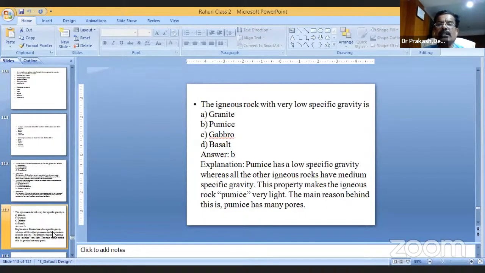The igneous rock with very low specific gravity is pumice. Pumice has a low specific gravity, whereas all other igneous rocks have medium specific gravity. This property makes the igneous rock pumice very light. The main reason behind this is that pumice has many pores. So among these, granite, gabbro, and basalt.